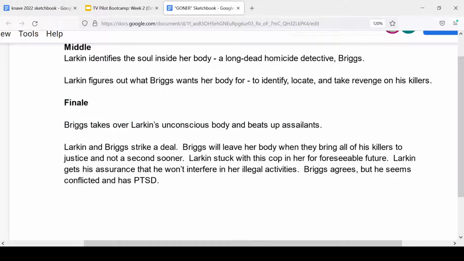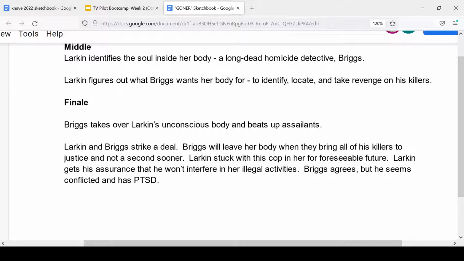Did you watch Upgrade? Yes. Isn't it awesome? Yes. I love Upgrade. It's so good. But this is kind of like that, because you have the passenger that can take over your body and make you a badass. It's like Upgrade with a ghost.